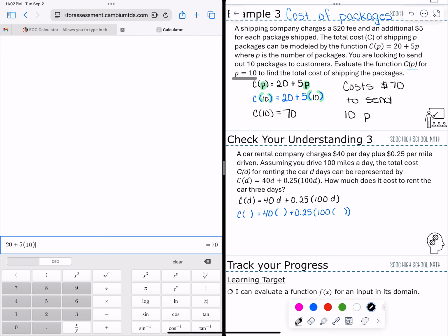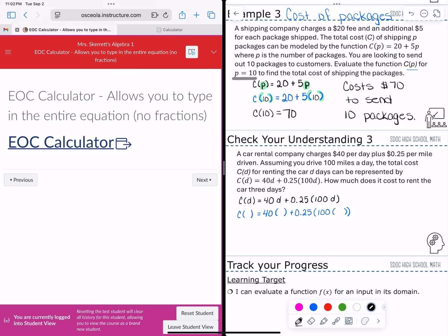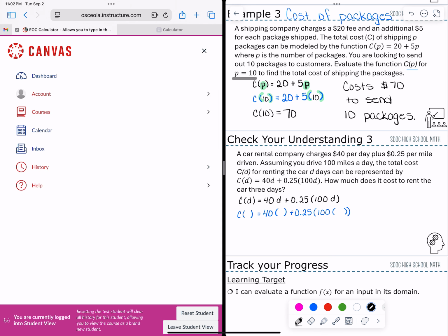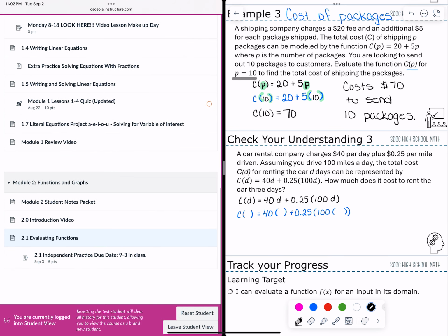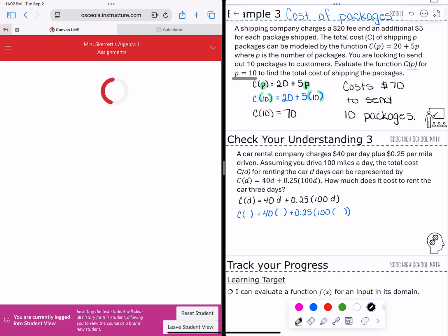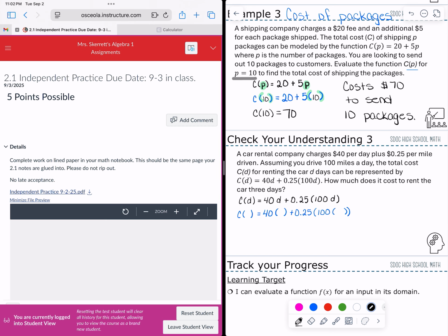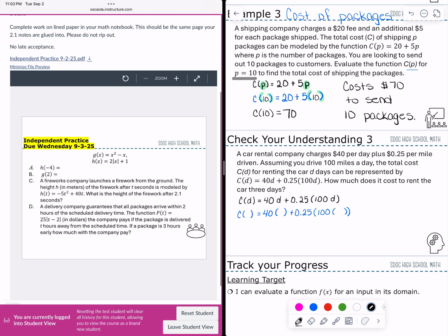All right, so number 3, I've already helped you out with the equation there, so I want you to check your understanding number 3 and see if you can come out with the solution for that one. And that is it. Now, your homework is on Canvas. So if I go back to Canvas and I go back to our modules, if you scroll all the way to the bottom, 2.1 independent practice, right here, if you click on that one, it's going to show you the 4 questions for the independent practice, and this is due in class.